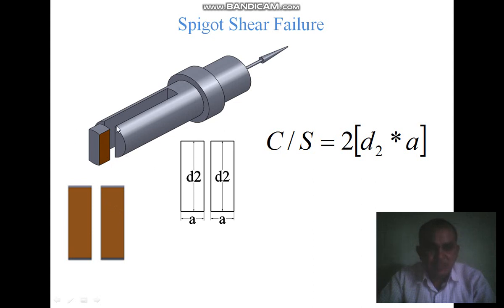So D2 is the diameter of this spigot and A is the thickness of this distance, which is from the surface of the spigot to the surface of the Cotter. So you can find this cross-section area. Obviously it is D2 into A plus D2 into A, which means twice D2 into A, the typical cross-section area for the shear failure. So you can find the shear stress tau equal to force divided by the cross-section area.